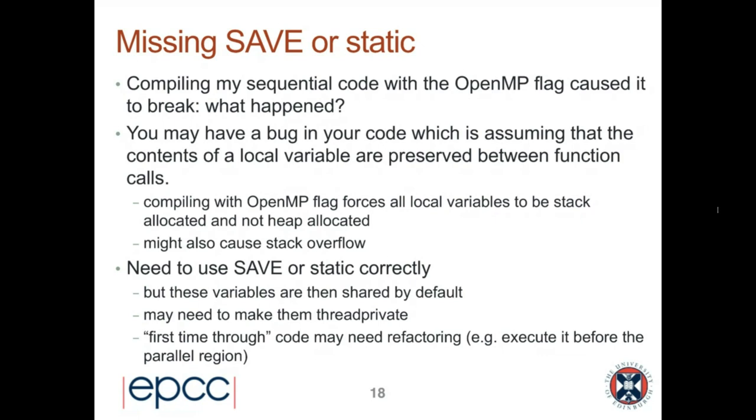One is that you have a bug in your code which is assuming that the contents of a local variable are preserved between function calls. In other words, you have a missing save statement in Fortran, or a missing static declaration in C or C++. Because when you compile with the OpenMP flag, that forces all local variables to be stack allocated and not heap allocated, so that they would be correctly privatized if the function they belong to was ever called from inside a parallel region.